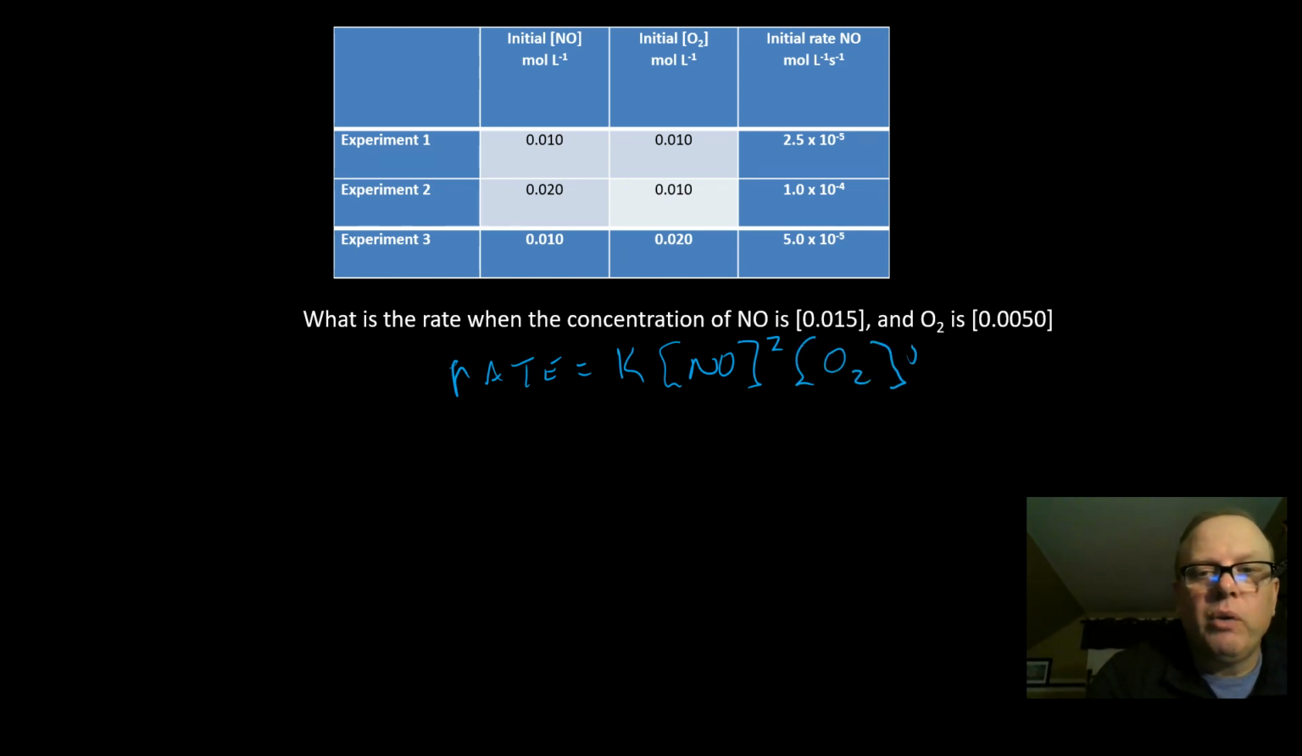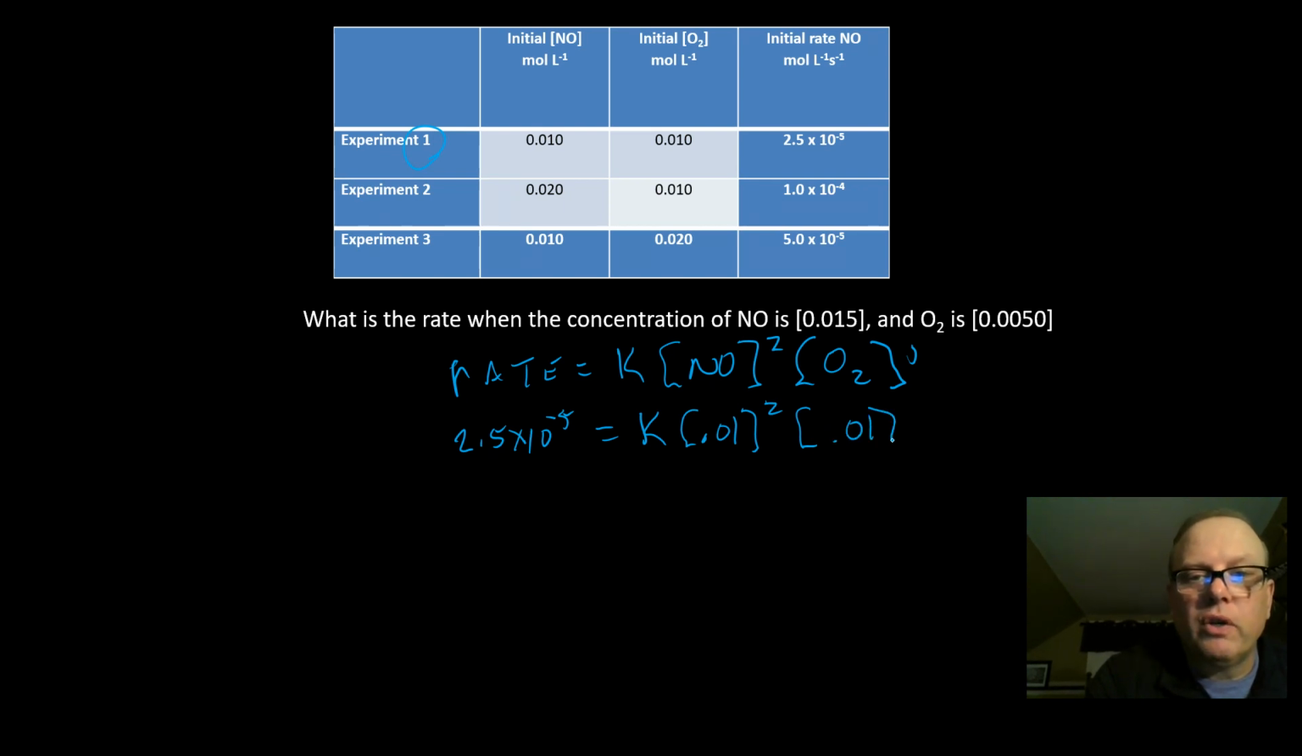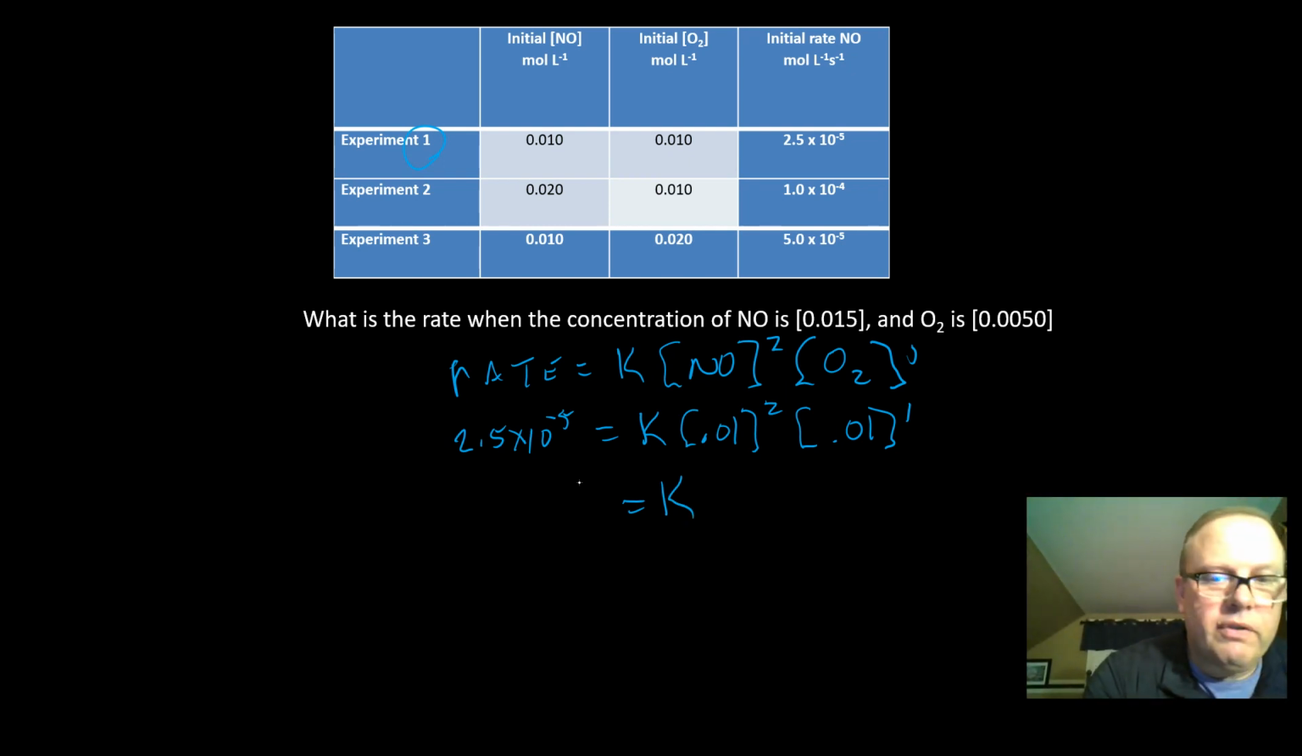So I'm just going to pick any one of these three things, and in this case I'll pick 1. I'm going to put in what these values are, and then the only thing that won't be there is K. So 2.5 times 10 to the negative 5 is equal to K times 0.01 concentration squared times oxygen here, which would be 0.01 to the first. And I solved for K, and I got a value for K of 25.